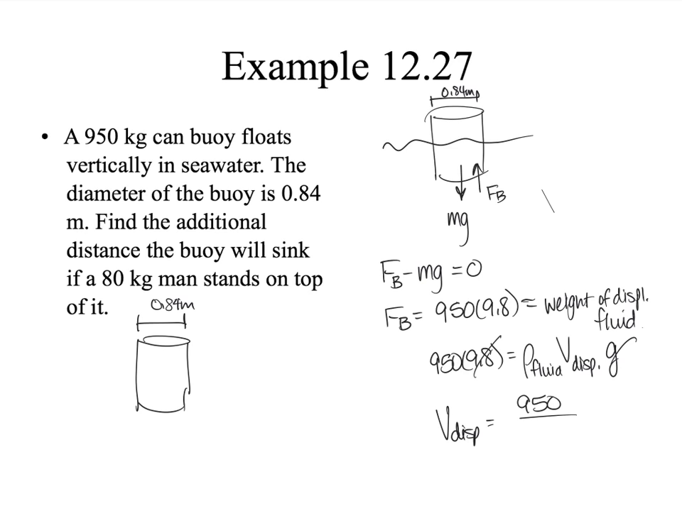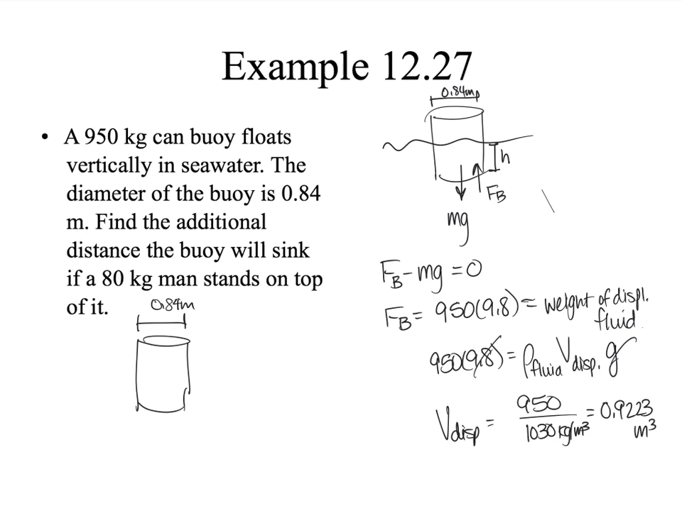This is seawater, and so we look up in our book and find that seawater has a density of 1,030 kilograms per cubic meter. Remember, seawater's a little denser, that's why you float easier in the ocean. I find that this gives me a volume of 0.9223 cubic meters. Now, what I'd really like to figure out is what is h?